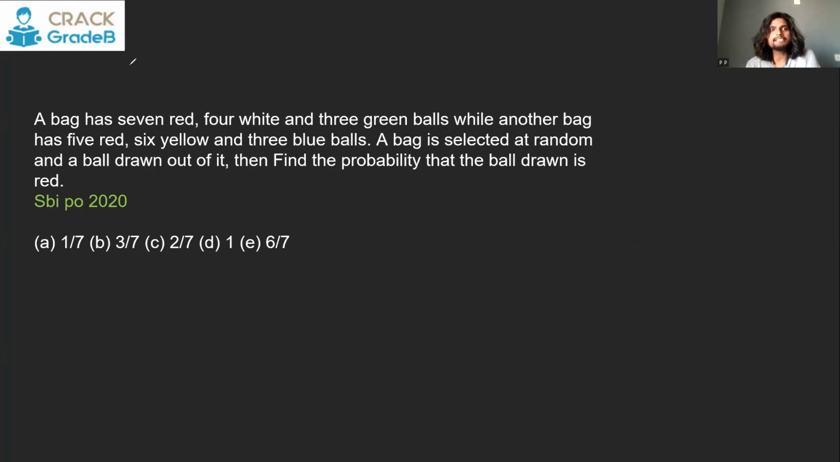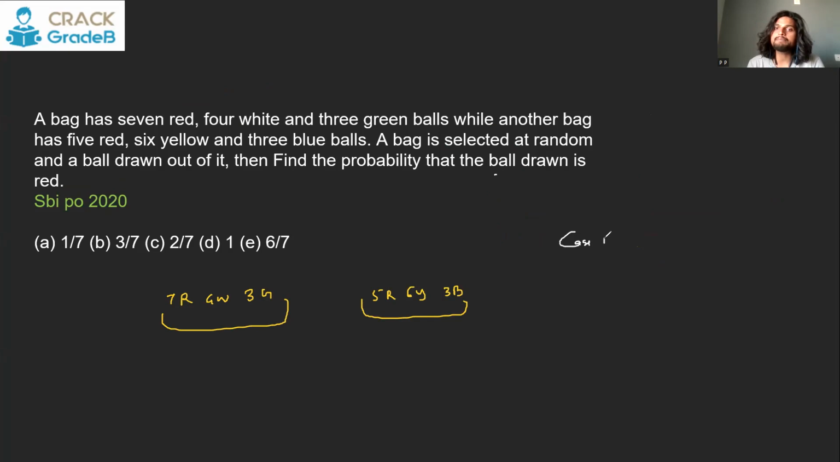Let's see this. A bag has 7 red, 4 white, and 3 green balls, while another bag has 5 red, 6 yellow, and 3 blue balls. A bag is selected at random and a ball is drawn out of it. Find the probability that the ball drawn is red. So as we discussed earlier, we have to solve these types of questions by making cases. Case 1 is we select this bag. So what is the probability of selecting this bag? Half. There are 2 bags. Selecting 1 bag out of 2 is 1/2.